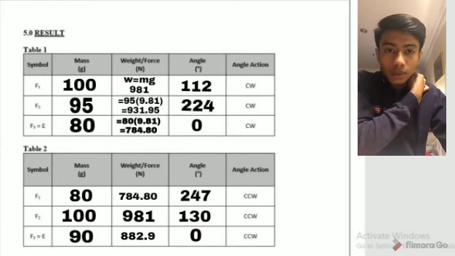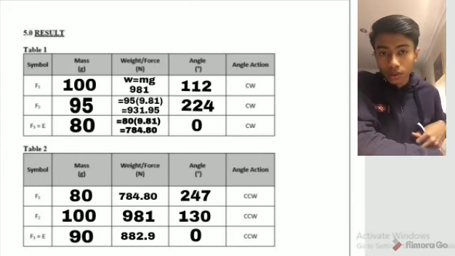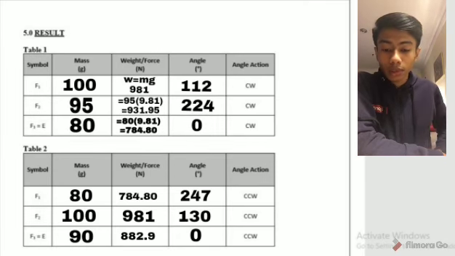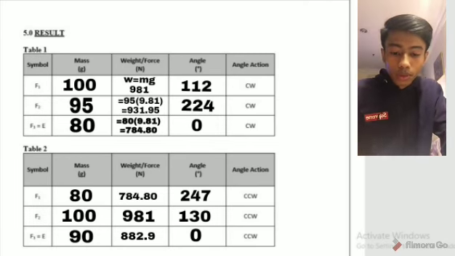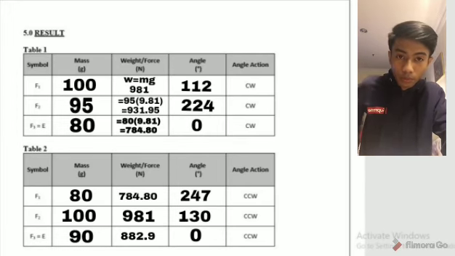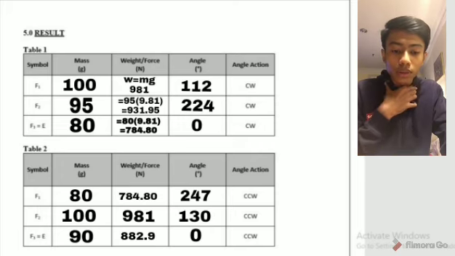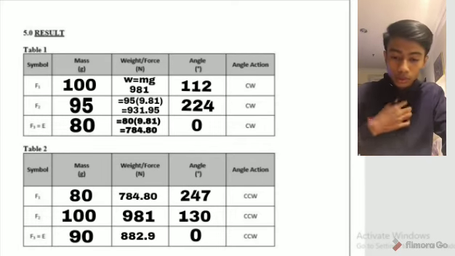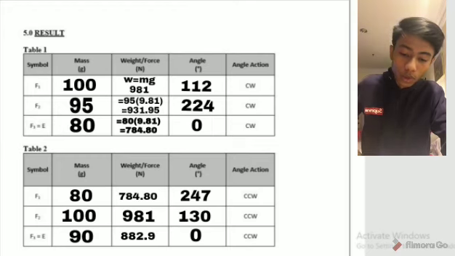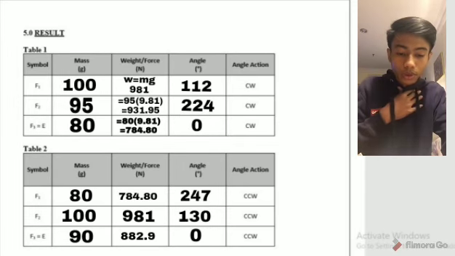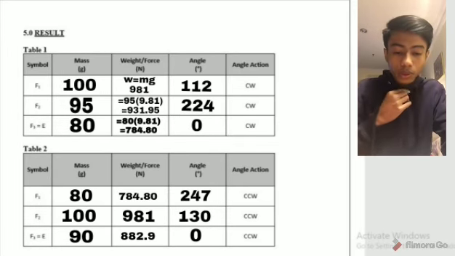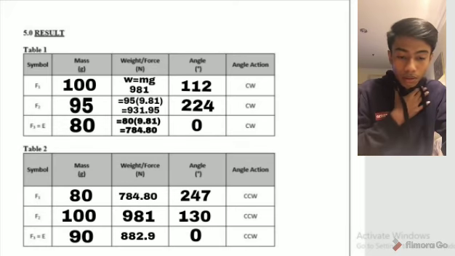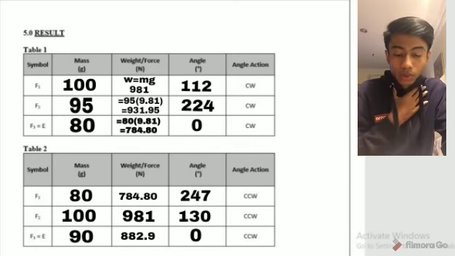Angle action CW. Untuk force 3 iaitu E, mass yang dikenakan 80. Weight yang kita dapat 784.80 Newton. Angle yang kita gunakan 0 degree. Untuk table 2, force 1 kita, mass yang akan digunakan 880 gram. Weight yang kita dapat 784.80 Newton. Angle yang kita dapat 247 degree.